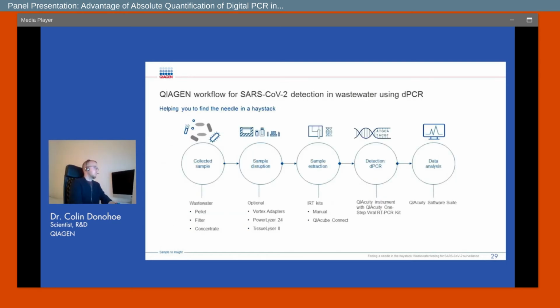So here is QIAGEN's solution for SARS-CoV-2 detection in wastewater using extraction methods which we developed specially for this task, and the QIAcuity instrument and the QIAcuity One-Step Viral RT-PCR Kit that I just talked about.